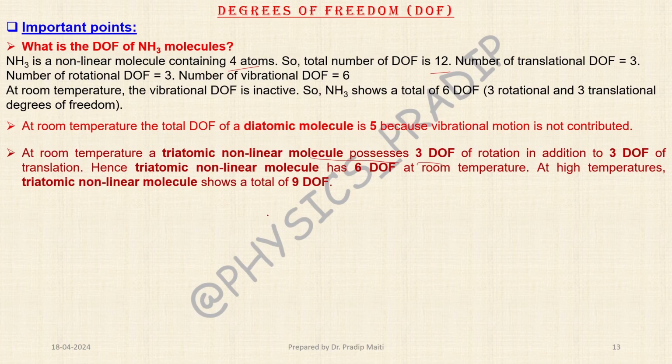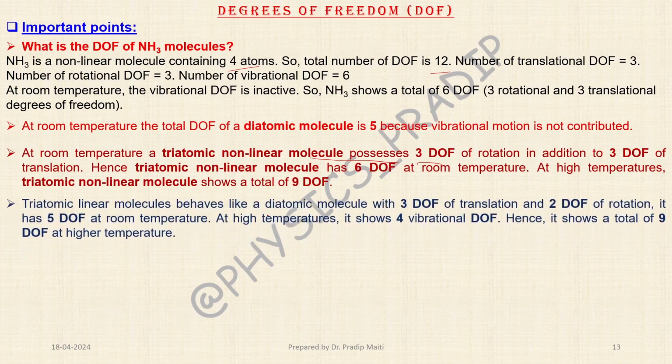A triatomic nonlinear molecule has 6 degrees of freedom at room temperature, and a triatomic molecule has 9 degrees of freedom at higher temperature. Triatomic linear molecules behave like a diatomic molecule with 3 degrees of freedom of translation and 2 degrees of freedom of rotation. So it has 5 degrees of freedom at room temperature. At higher temperature it has a total of 4 vibrational degrees of freedom, hence it shows a total of 9 degrees of freedom at higher temperature.